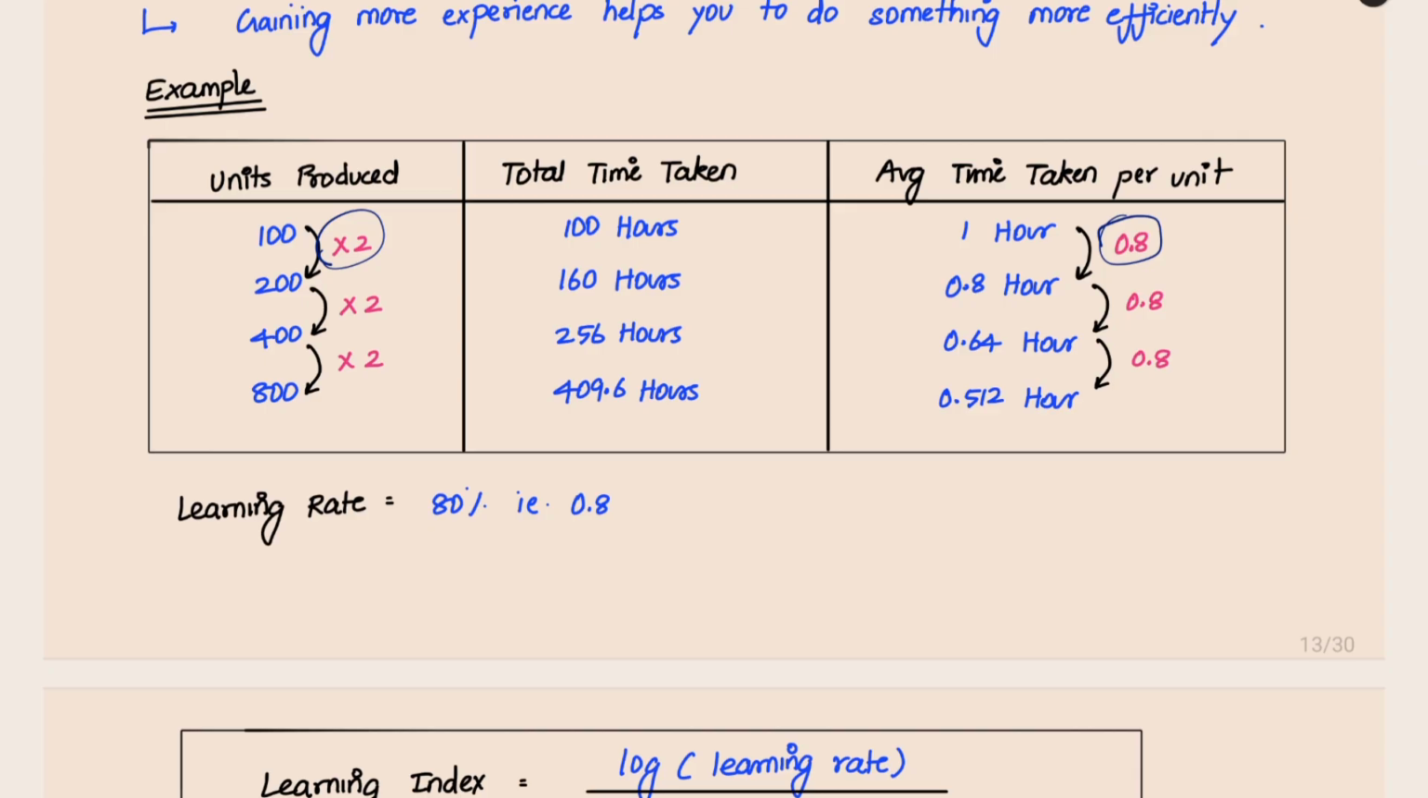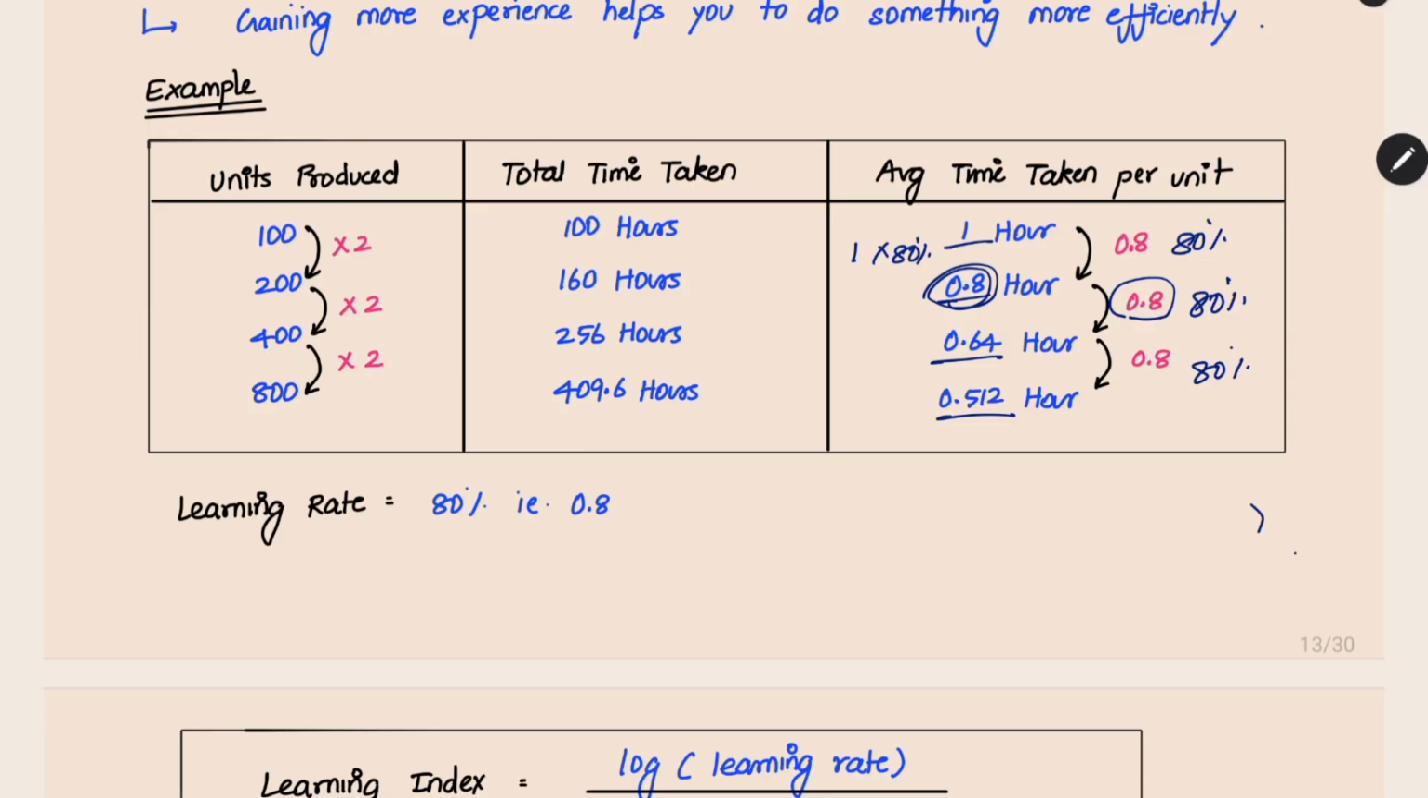Here, we have to find out the learning rate. The learning rate is the factor between the time taken for each unit in different batches. Here, first you took 1 hour, next you are taking 0.8 hour. So you are taking 80% of the earlier time. First you had 1 hour. After that, you are taking 80%, 0.8 hour. After that, you are taking 80% of the 0.8 hour, which is 0.64 hours. Then again 80% of it, you are taking 0.512 hours to make the unit. So, the learning rate is 80%. The factor between the time taken is 80%.